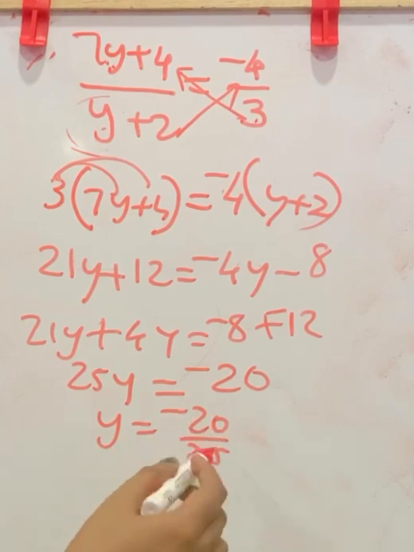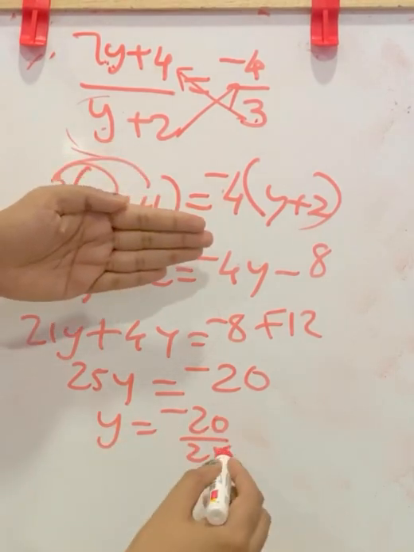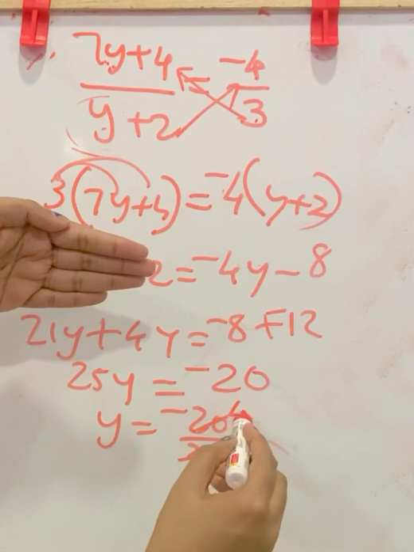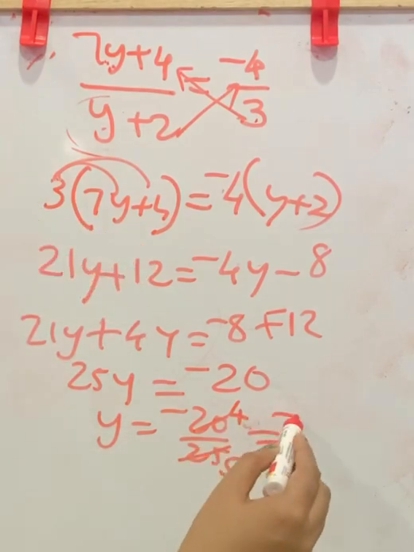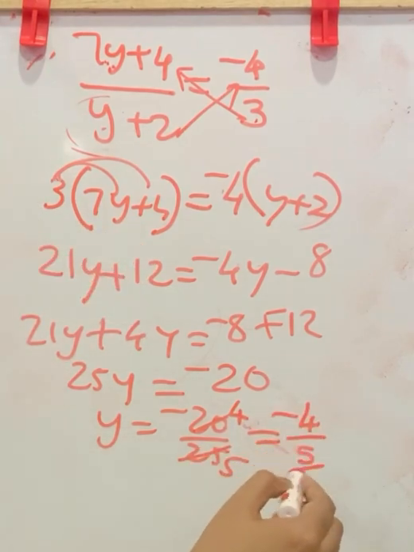Both are multiples of 5. So 5 into 5 is 25. 5 4s are 20. The result will be negative 4 by 5. This is the least form.